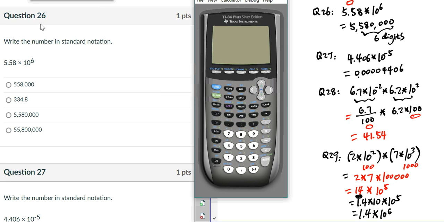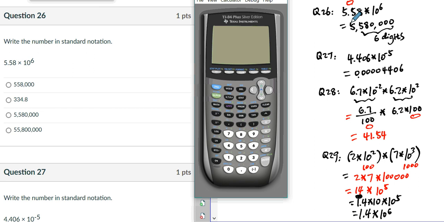Now, let's look at question 26 here. Here we are given the number and we want to find out the number in standard form. This is a scientific notation. By the fact we have talked about in the previous video clip, we know 5.58 times 10 to the 6th power is simply shift this decimal point 6 times to the right.